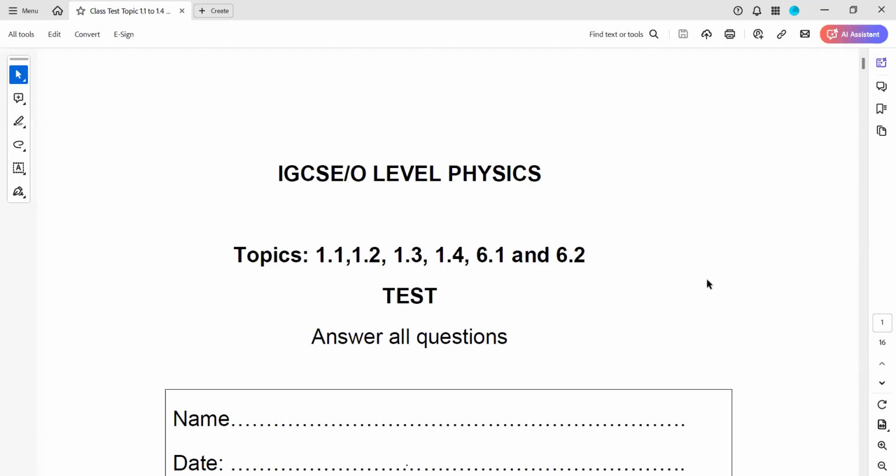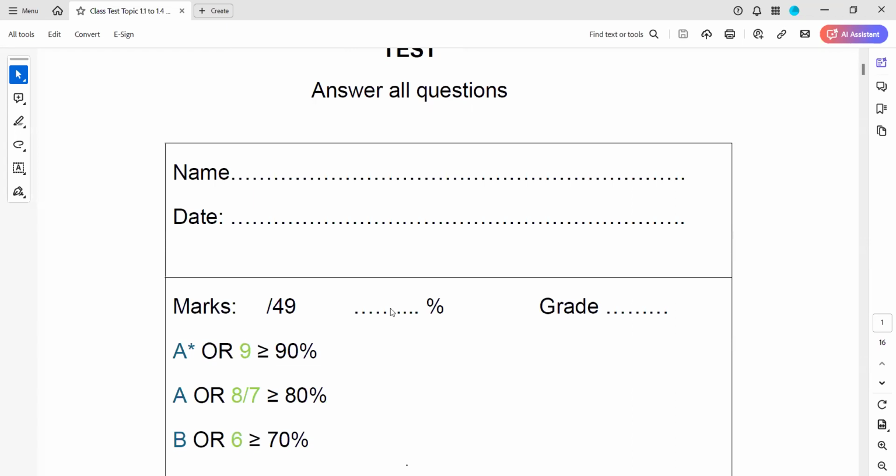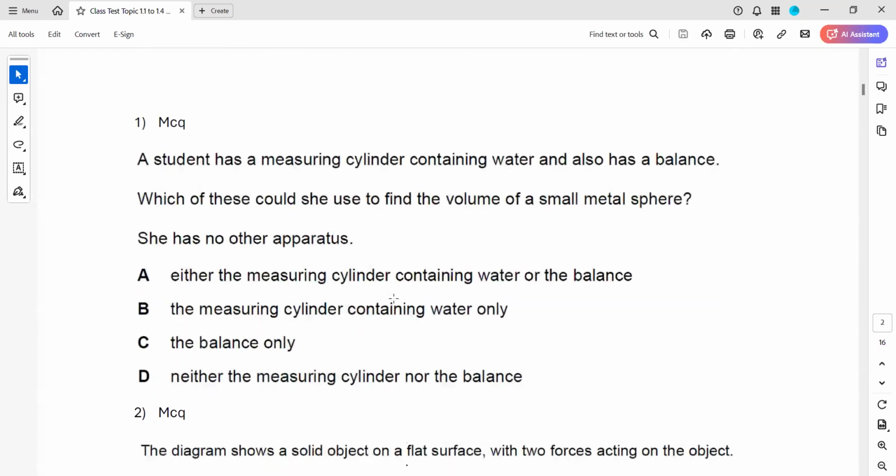So this was a class test which was related to the topics of physical quantities, motion, mass, weight, and density, and space physics. In the first question, a student has a measuring cylinder containing water and also has a balance. Which of these could she use to find the volume of a small metal sphere? She has no other apparatus.